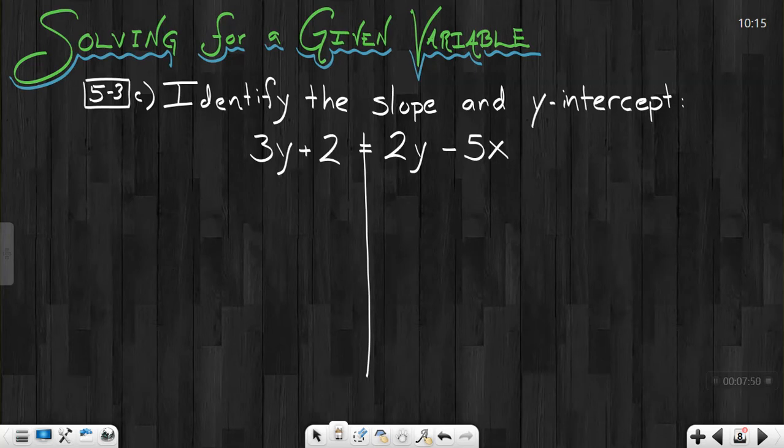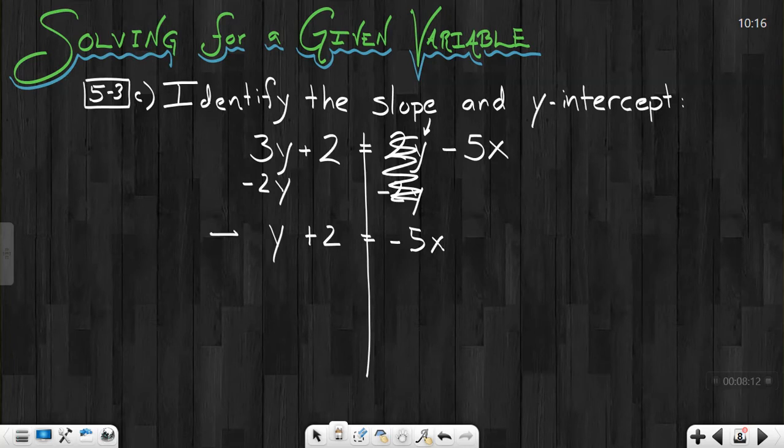So I need to move a y. It doesn't matter which one you move. I encourage you to move the smallest of our y's. All right, it makes life a little bit easier here. So I'm going to move this 2y. How do I move a 2y? Well, I do the opposite. I subtract 2y from each side. 3y minus 2y is y. I didn't touch the plus 2. And over here, these canceled, which was nice, and I ended up with a negative 5x.